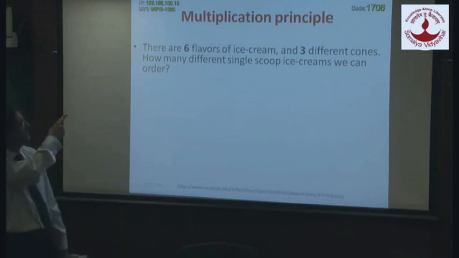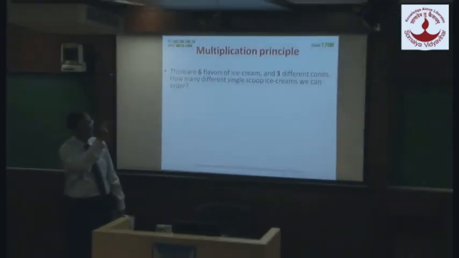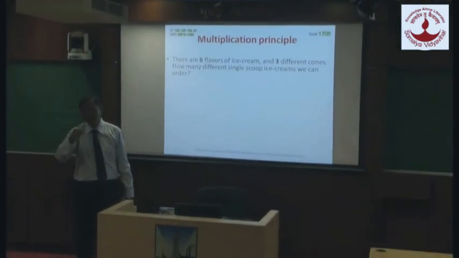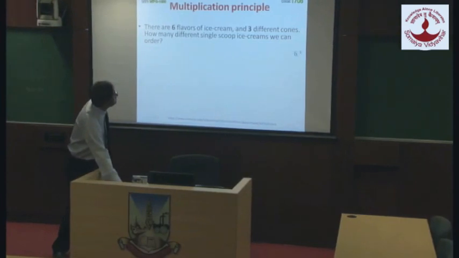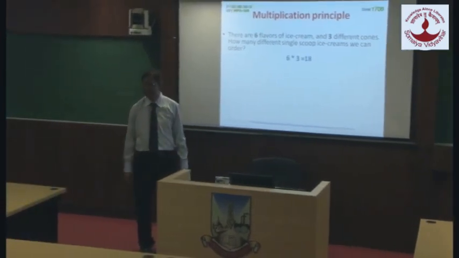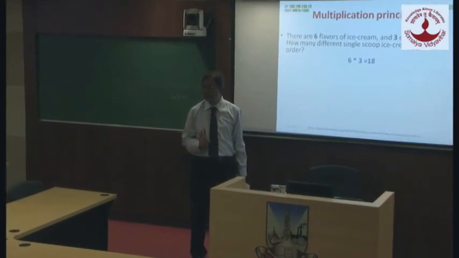So the first thing can be done in 6 different ways. Suppose you select a chocolate flavor. With the chocolate flavor, there are 3 different cones available. With the orange flavor, there are 3 different cones available, and so on. For each flavor, there are 3 different cones available. So with the first thing, you can do the other thing in 3 different ways. So the total number of ways becomes 6 into 3, that is 18. So whenever the word "and" is used, use the principle of multiplication.